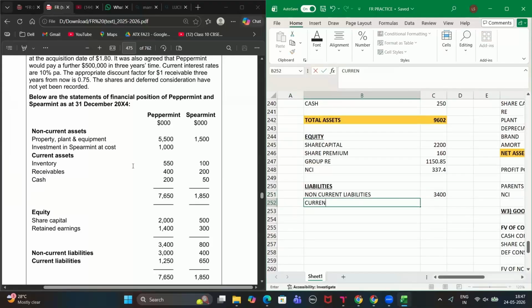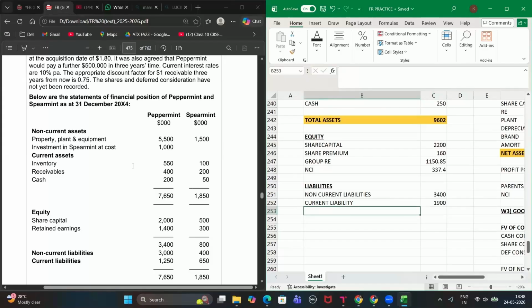So what else is there? Current liabilities. How much is the current liability? Is it audible? What is the current liability here? It is equal to 1250 plus 650. Is there anything else in liability?